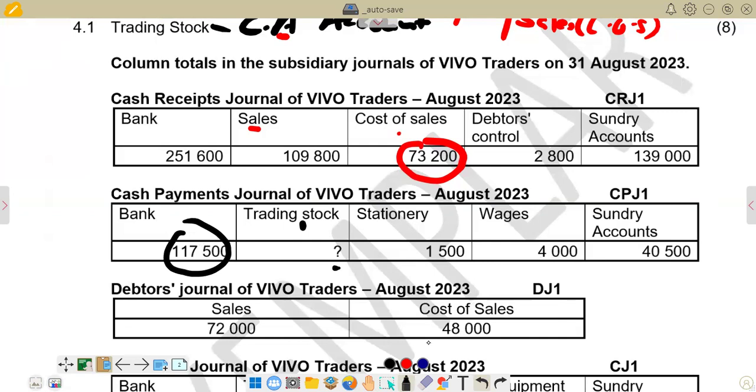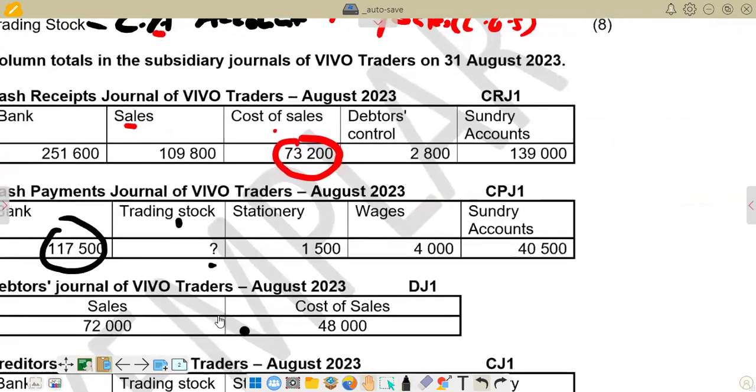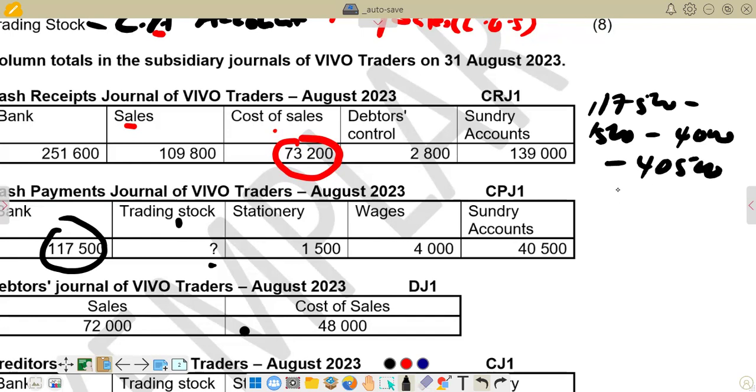So basically, we are going to say 170,500, and then you subtract the 1,500, then subtract again the 4,000, then subtract finally 40,500. And when you do that, you are going to get 71,500. So this is the figure for trading stock here, and we're just going to enter it inside.